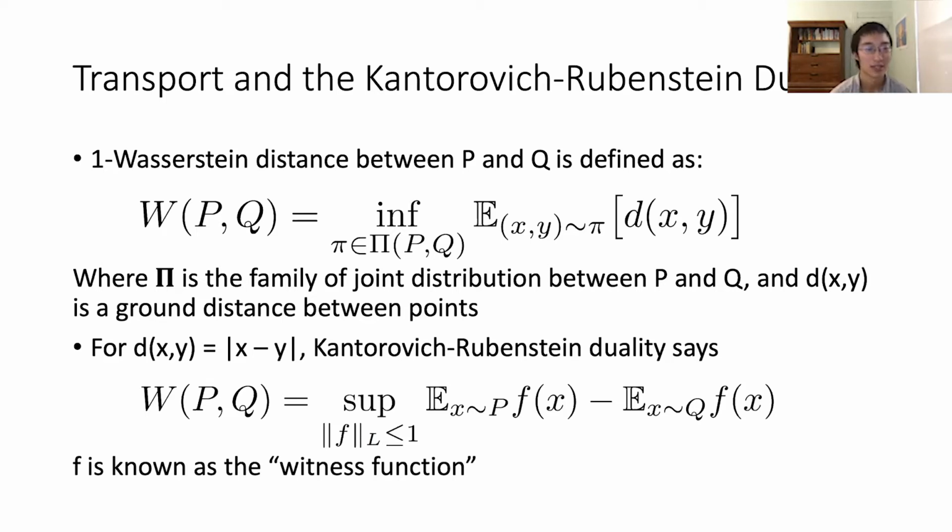And so another way of expressing this is with the duality. If we have a witness function F that is defined over the entire space, F is a function from the real space to the real numbers, and we're looking for the function that is both Lipschitz and maximizes its value on the distribution P and minimizes its total value on the distribution Q. F is known as the witness function. It witnesses the differences between P and Q. So it should be high in the places where P is higher than Q and low in the places where Q is higher than P.